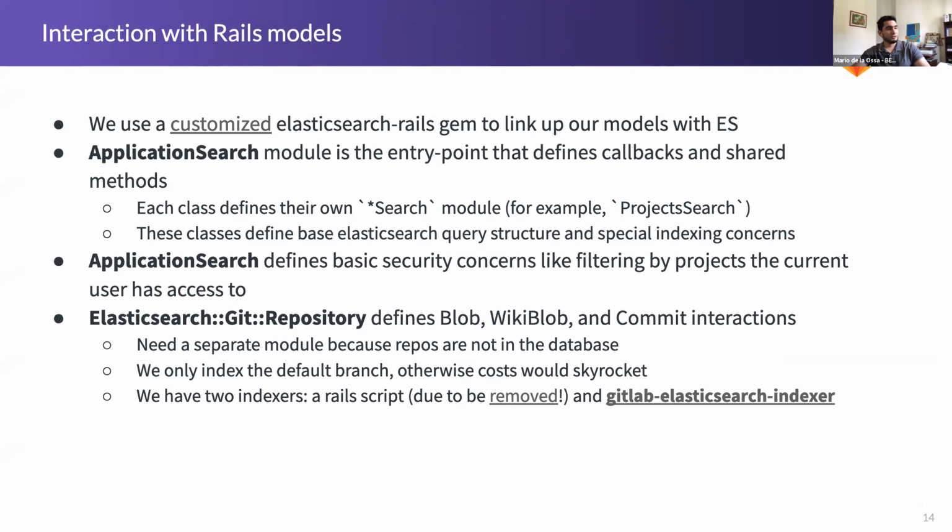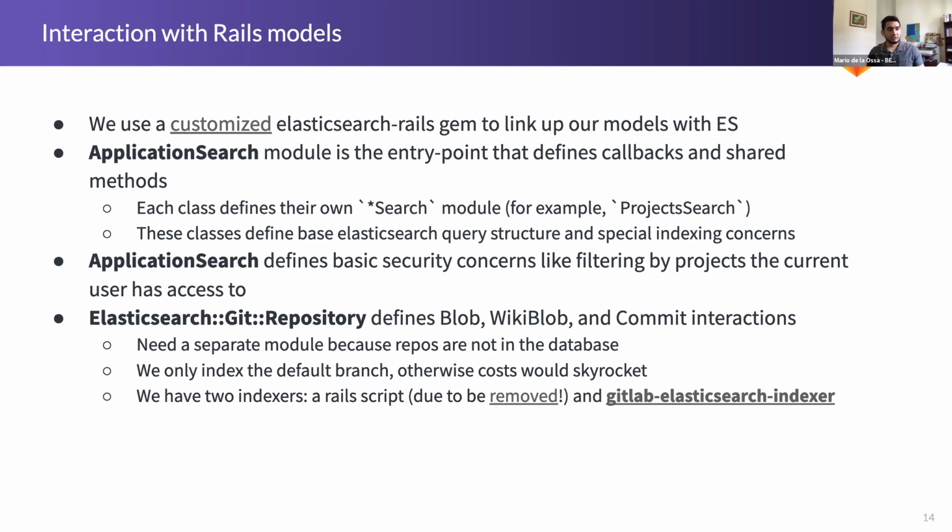We also have Elasticsearch Git repository. That's the one that defines how blobs, wiki blobs, and commits interact with Elasticsearch. We need a separate module because they're completely different. Repos are not on the database, they're actually on disk. So we need to talk to Gitaly in order to get the actual blobs and the actual commits. We only index the default branch, otherwise costs would skyrocket. The only branch we ever index is master or whatever other default you have set.